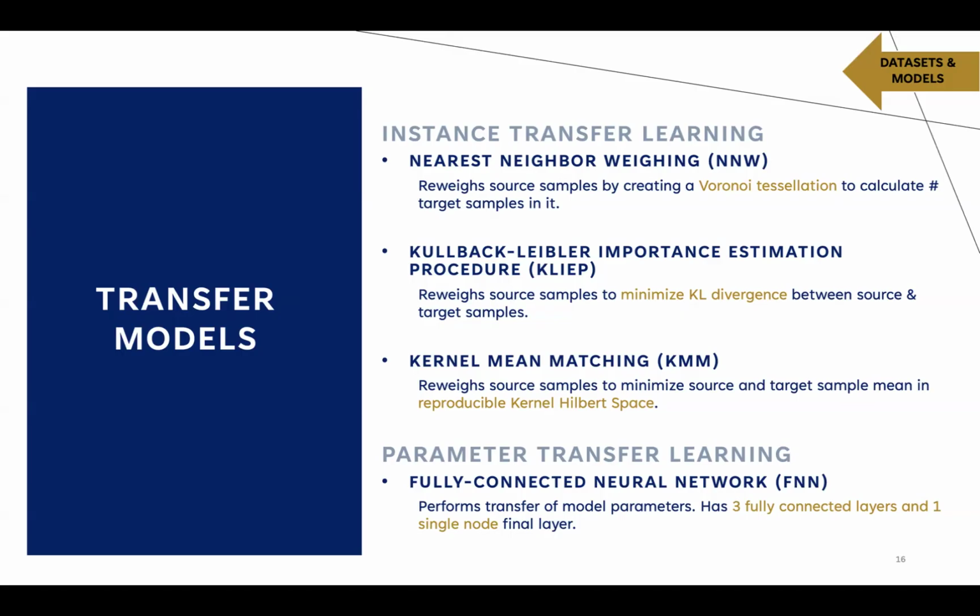For the instance transfer learning model, we use the nearest neighbor weighing. In nearest neighbor weighing, the source samples are reweighed by creating a Voronoi tessellation to calculate how many target samples are lying in that tessellation, and then reweighing is done based on it. And then there was the Kullback-Leibler importance estimation procedure. Basically, it reweighs the source sample so that it can minimize the KL divergence between the source and the target sample. And the kernel mean matching instance transfer learning works in a very similar way. What it's trying to do is minimize the difference between the mean of source and target samples in the reproducing kernel Hilbert space.